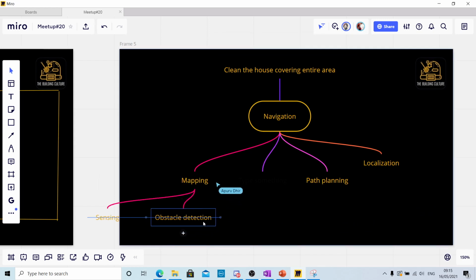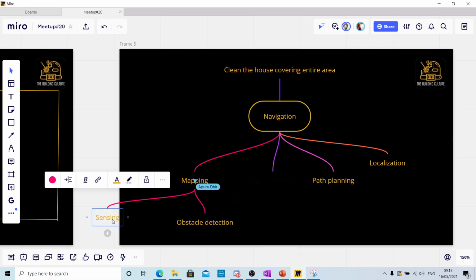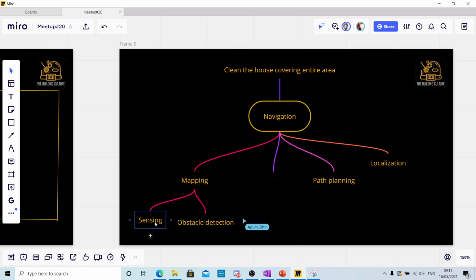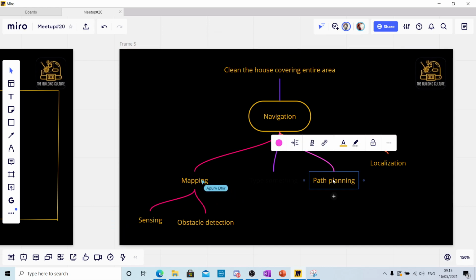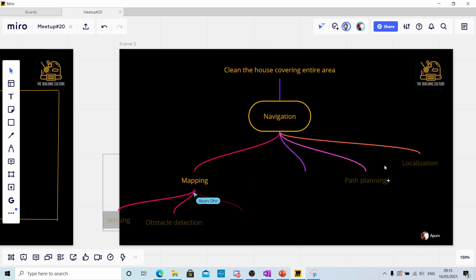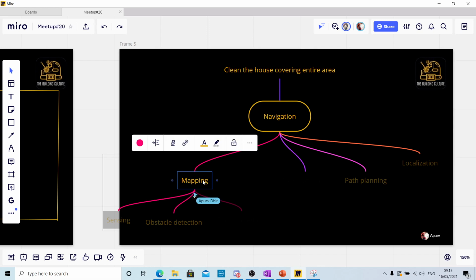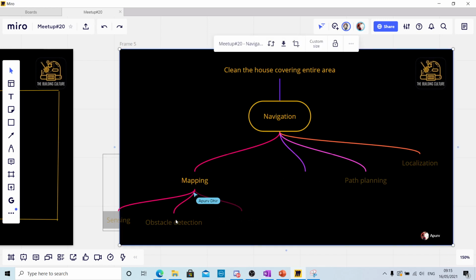For to generate the map, and this localization is basically the robot trying to know its own location, or in our case humans, how do we know our position? That is the thing.